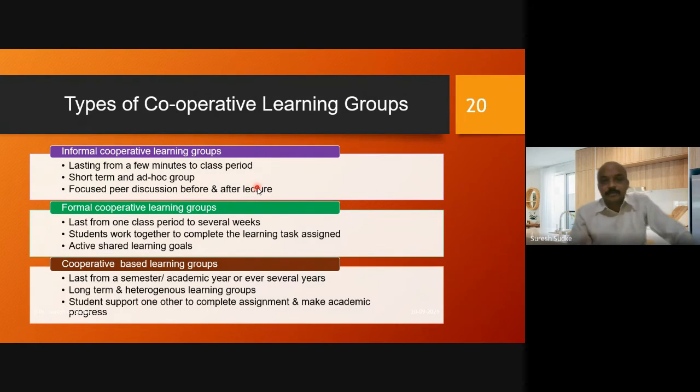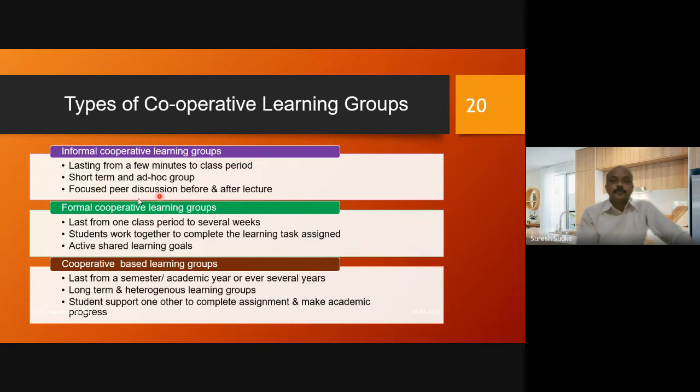Then what are the types of these cooperative learning groups? Number one, informal cooperative learning groups. As the name suggests, informal, these last for a few minutes or until the end of the class. They are for the short term and therefore they are called ad hoc groups. They mainly focus on the discussion before and after the lecture.